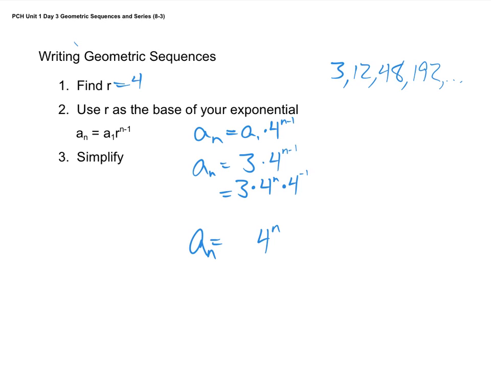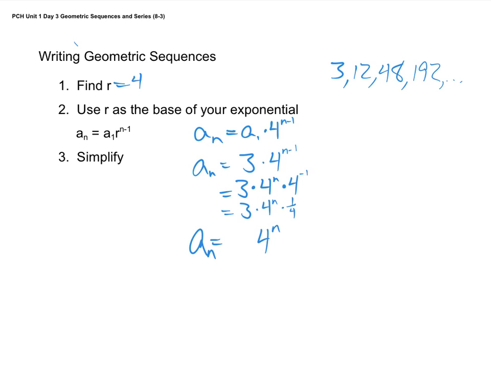Remember when you're multiplying things that have the same base? You add the exponents together. So n plus a negative 1 would be n minus 1. Is that making sense? Okay. And then 4 to the negative 1 power is what? Oh, 1/4. That's right. So I could rewrite this as 3 times 4 to the n times 1/4.